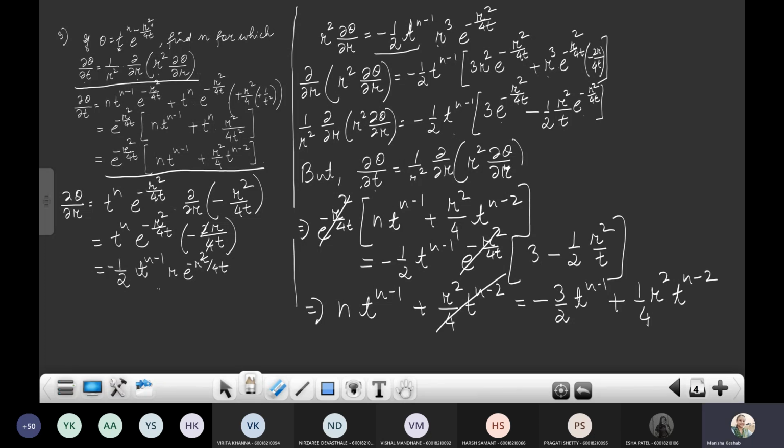So from here, this term and this term will get cancelled. So t power n minus 1, t power n minus 1. So n is equal to minus 3 by 2. So if n is minus 3 by 2, then this, I hope it is clear.